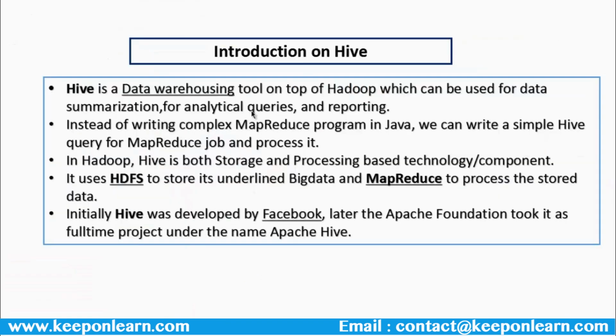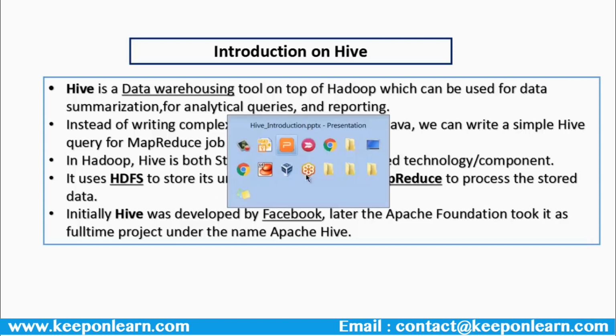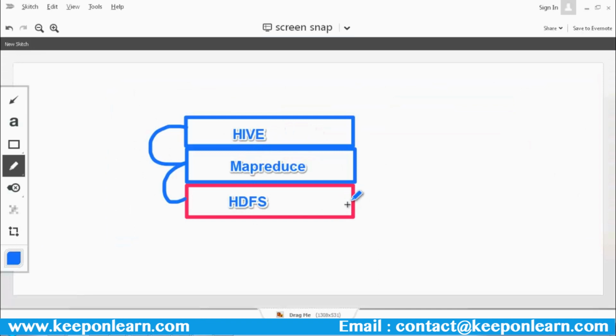Okay, the next thing is that instead of writing complex MapReduce programs here, you simply write Hive queries that will be converted into a series of MapReduce programs. We have seen that in our discussion. So in Hadoop we use both storage and processing technologies. We have discussed that very thoroughly just now. The next thing is that it uses HDFS to store its underlying big data and MapReduce to process the stored data. That is exactly what we have seen in this diagram. HDFS and MapReduce both will be used for this purpose.